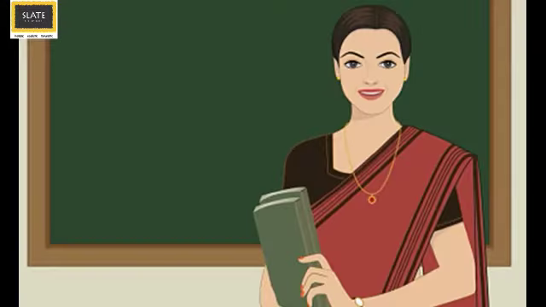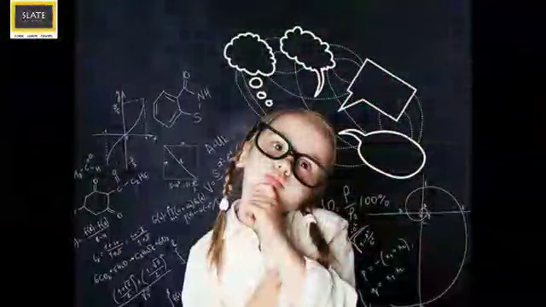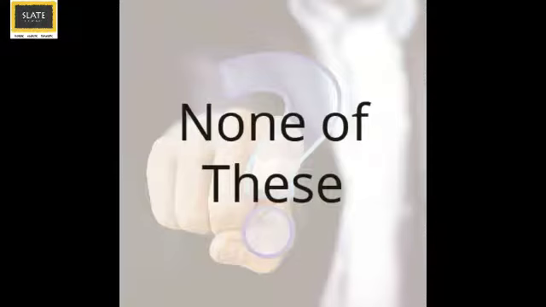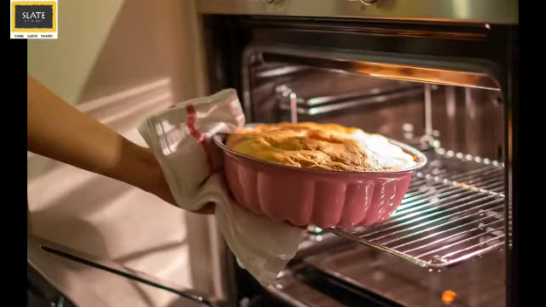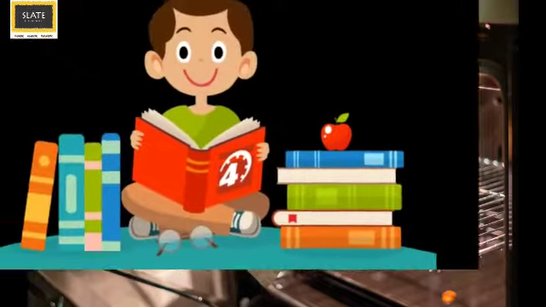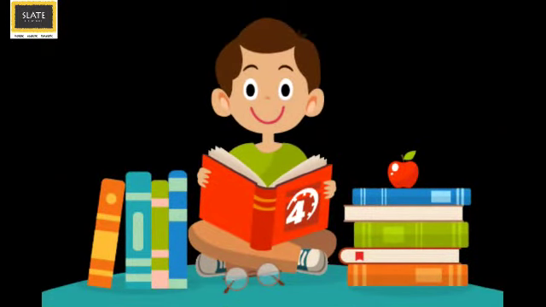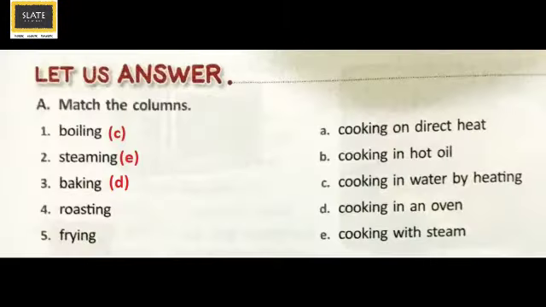Next word is baking. Slaters, have you all seen a cake being baked in your kitchen? How is it cooked? Is it deep fried or cooked directly over fire? None of these methods, right? A cake is cooked by baking in an oven. We read about it in detail in our earlier videos. So write D besides baking.